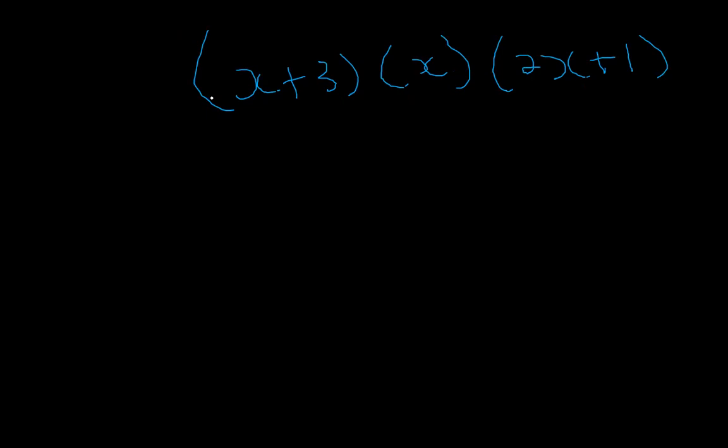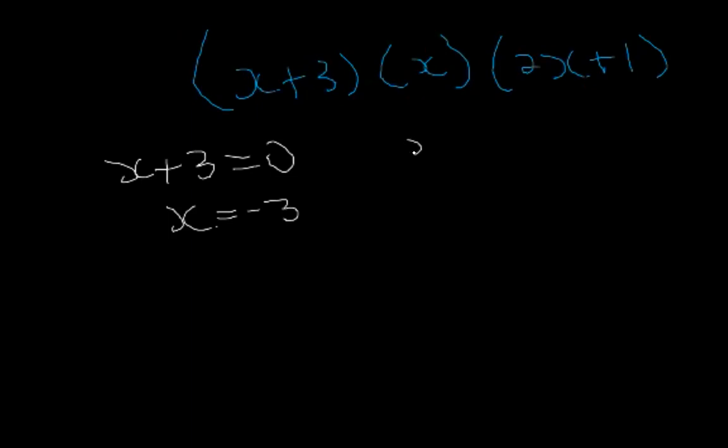So my first factor, x plus 3. I put x plus 3 equal to 0, I solve for x. So what's my value of x? X is equal to minus 3. Next factor, x is equal to 0. You don't have to do anything there. X is equal to 0. Next factor, 2x plus 1, put that equal to 0, solve for your value of x. What does that mean? X is equal to minus a half.